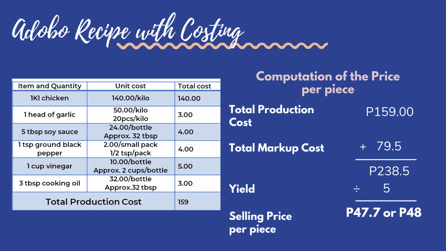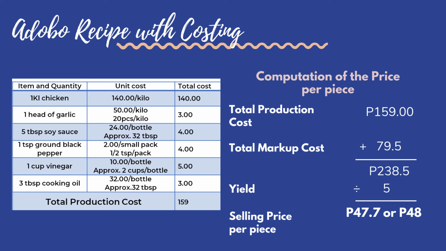One teaspoon of ground black pepper, 2 pesos per small pack. Each pack has a half teaspoon, and that will be 4 pesos. One cup of vinegar is 10 pesos per bottle, approximately 2 cups per bottle, and it will be 5 pesos. Three tablespoons of cooking oil, 32 pesos per bottle, approximately 32 tablespoons, and it will be 3 pesos. Now, the total production cost is 159 pesos.